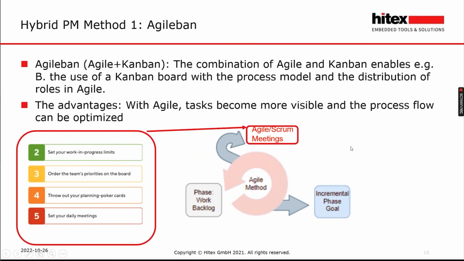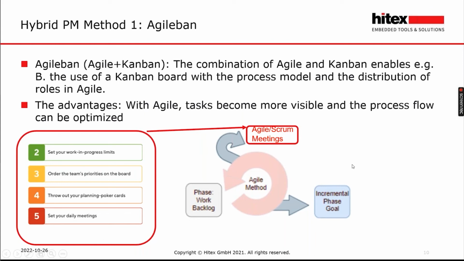Now I would like to show you some methods in hybrid project management. The first is a combination of Agile and Kanban. Normally we have an Agile sprint with work backlog, with incremental phase, with Agile or Scrum meetings. I propose you combine your Agile approach with Kanban, especially with Kanban boards. It will help you to prepare your work in progress limits. In any case, it will help you prepare for your meetings, get team priorities, and set up the goals during one sprint. And this combination really makes your project more visible and the process flow can be optimized.